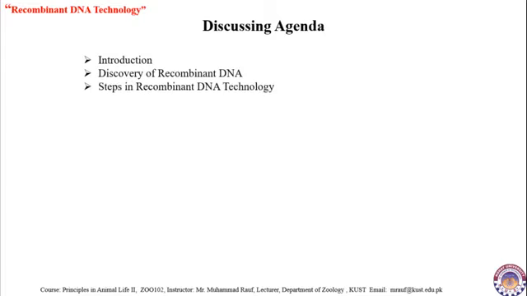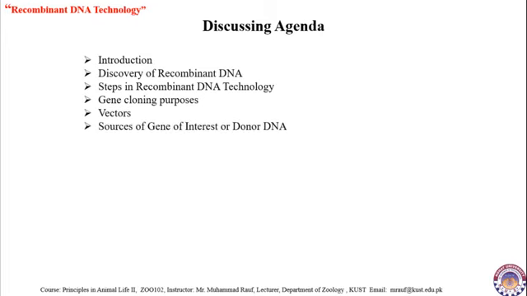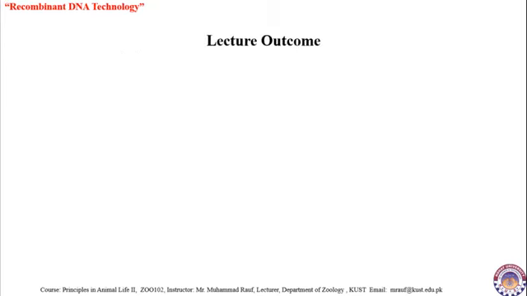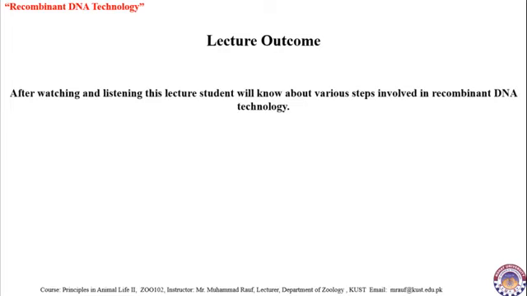Discussing agenda for today's topic is: Introduction, Discovery of Recombinant DNA, Steps in Recombinant DNA Technology, Gene cloning purposes, vectors, sources of gene of interest or donor DNA, restriction enzymes cut DNA, ligase joins DNA, lecture outcome. After watching and listening to this lecture, students will know about various steps involved in recombinant DNA technology.